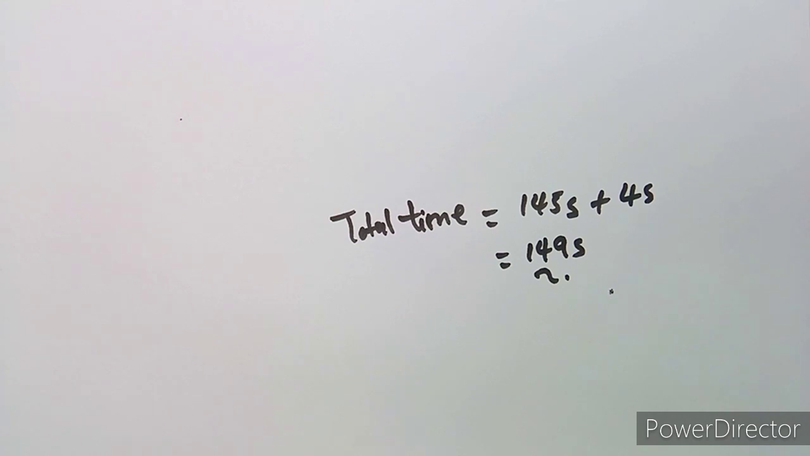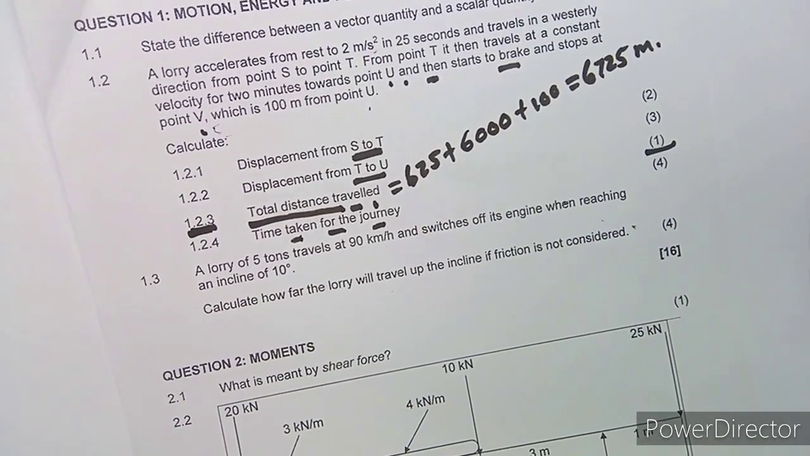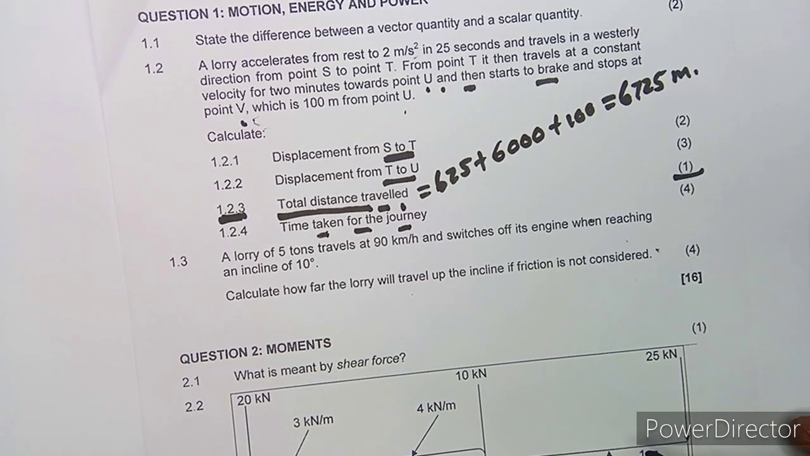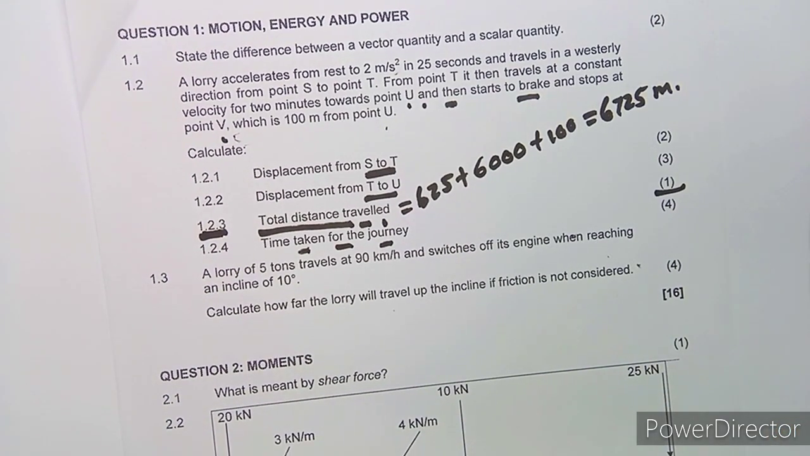So let's see another question that we are given here. We are given that there is a lorry of 5 tons which travels at 90 kilometers per hour and switches off its engine when reaching an incline of 10 degrees. Calculate how far the lorry will travel up the incline if the friction is not considered. So take note here, the friction is not considered. So therefore, what is going to be the distance that was traveled?